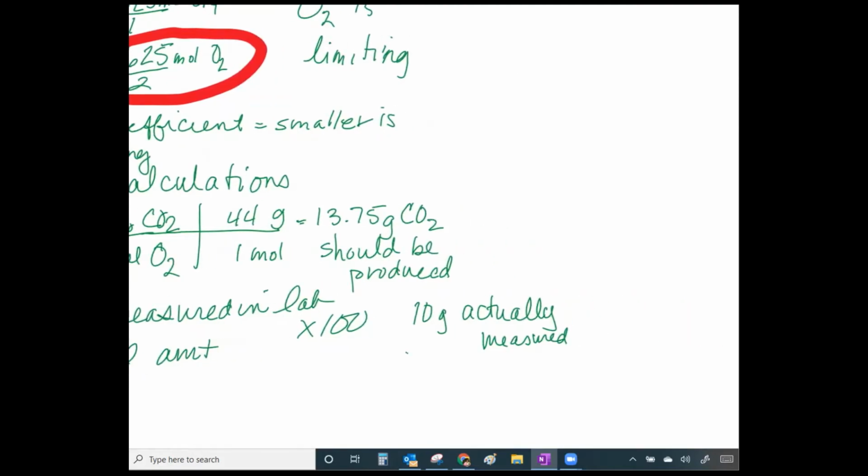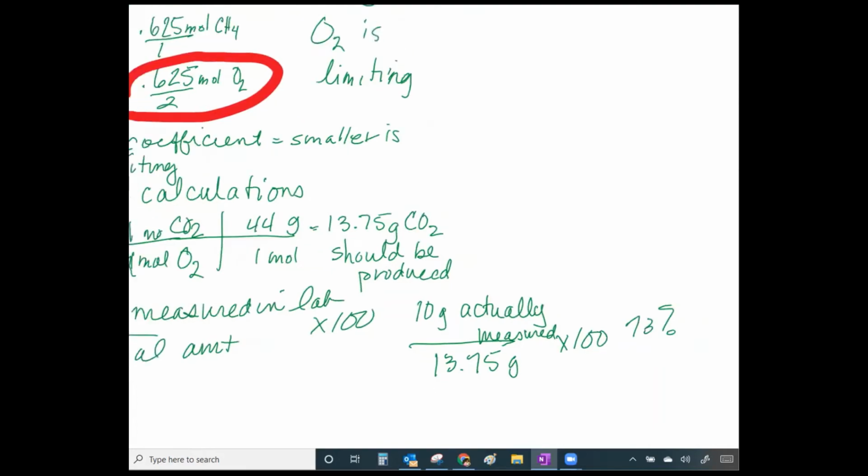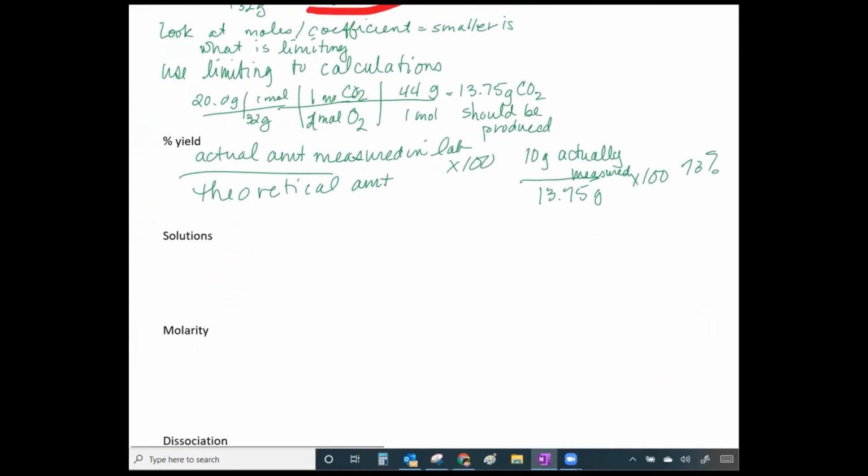Then I'm going to take 10 grams divided by 13.75 grams times 100, 73%. Okay? So that is percent yield.